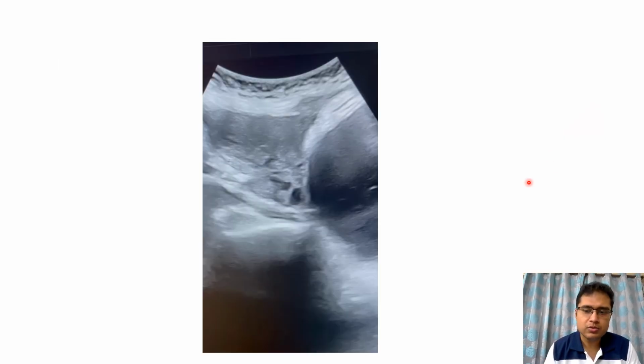Coming to our next case, which also is an ultrasound case. This patient is post C-section, 3 months now. She presented with pain in the abdomen, and this is the ultrasound done for this patient.